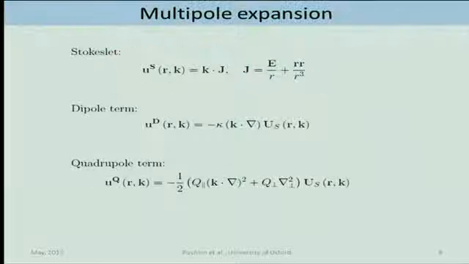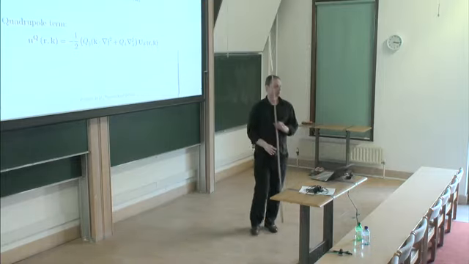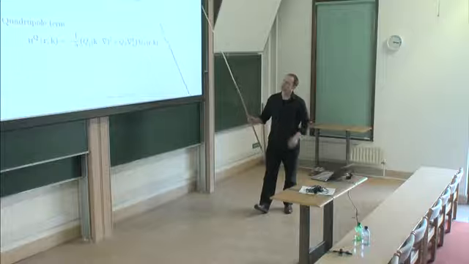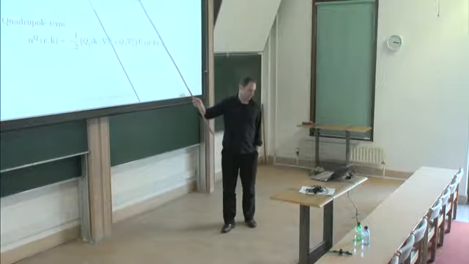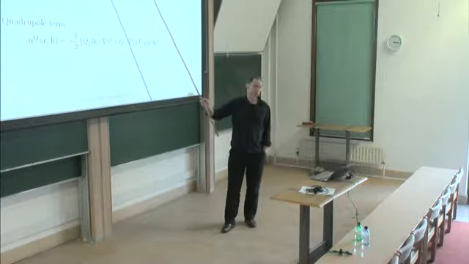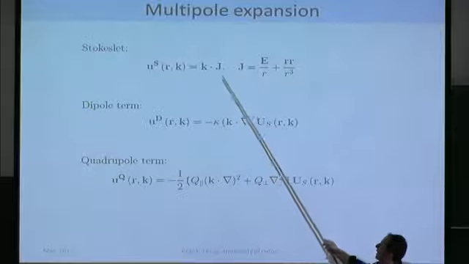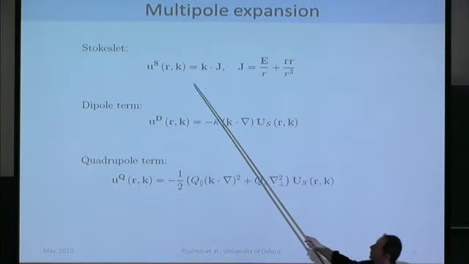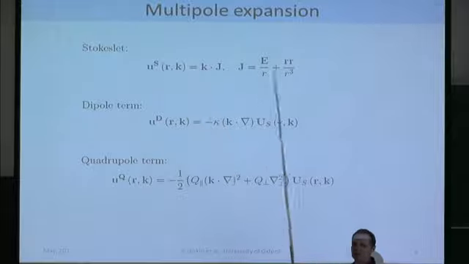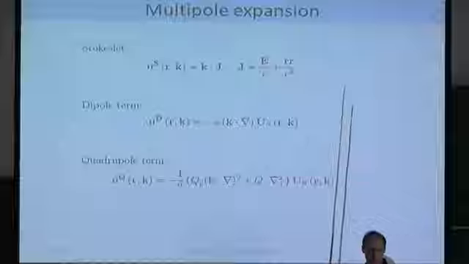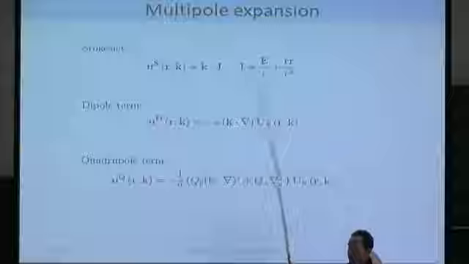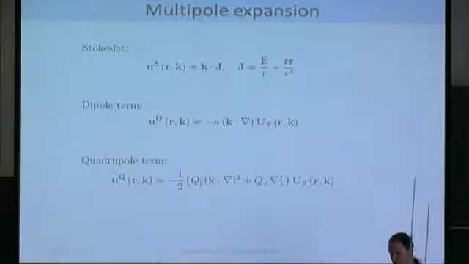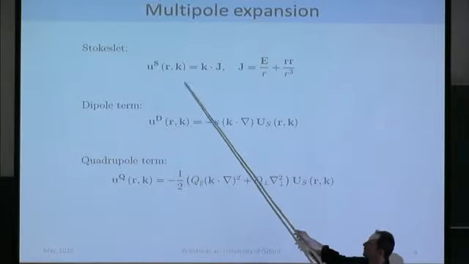So, let's approach the question of loops. I start with the fundamental solution of the Stokes equation. Essentially, this is a Stokeslet, and J is the Oseen tensor. So U tells what is the velocity at the distance R if a singular unit force is applied in the direction k.